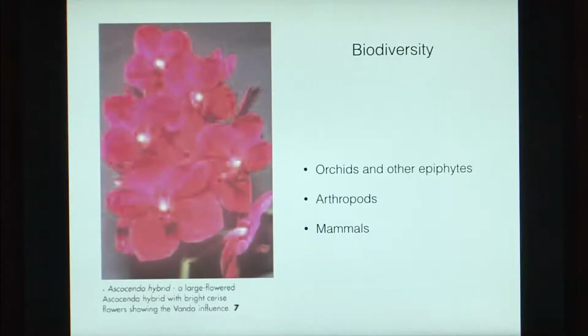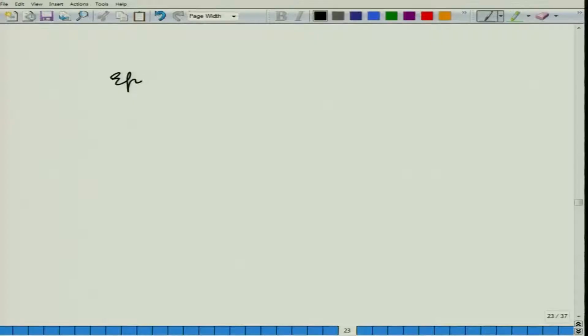This canopy is also very important for the purposes of biodiversity. So why is that important? So this image of the flowers, it shows orchids. Orchids are epiphytes. So now again coming back to the word roots, when we say epiphyte, epi means above and phyte is a plant.